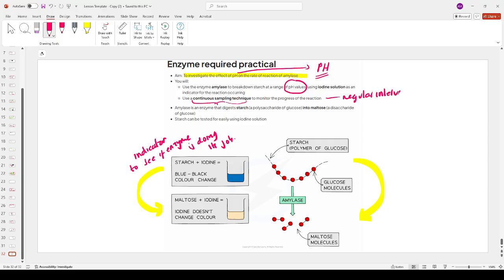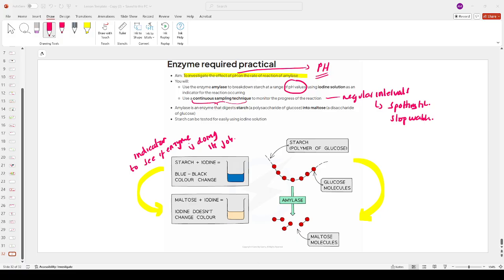Yes, but this is just the details. So regular intervals, so this could be using a spotting tile, which we'll look at in a second, or a stopwatch. Amylase is an enzyme that digests starch into maltose. Starch can be tested for easily using the iodine solution. Starch is the longer version of the molecule, and maltose is the smaller version. We're moving on, people.